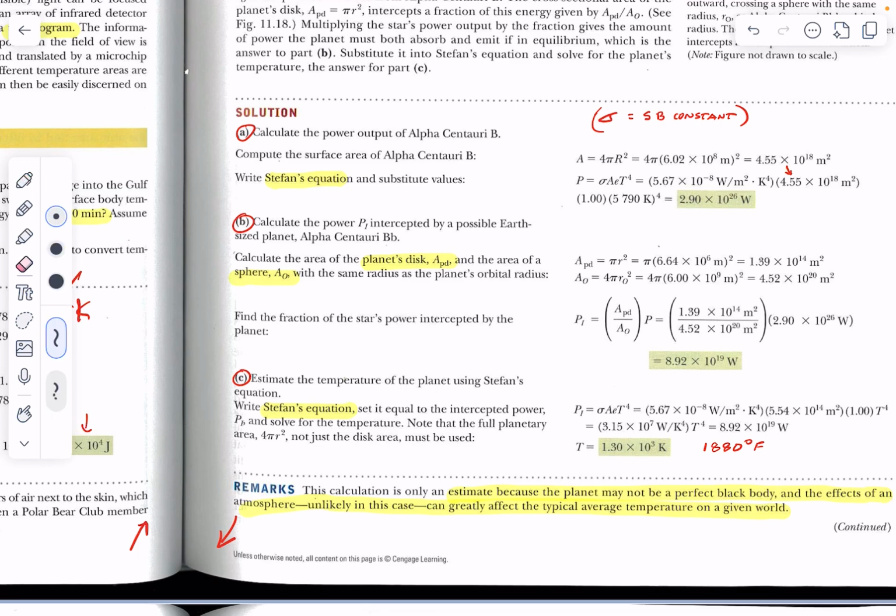And the math, again, is pretty straightforward. The surface area of a sphere is 4 pi r squared. And once we calculate that surface area, then we can take our Stefan's equation right here and plug our numbers in and get our watts. And that's a significant amount of watts because, of course, we're talking about a star.